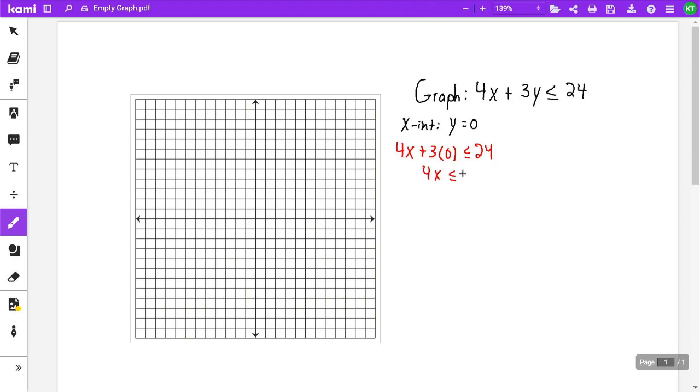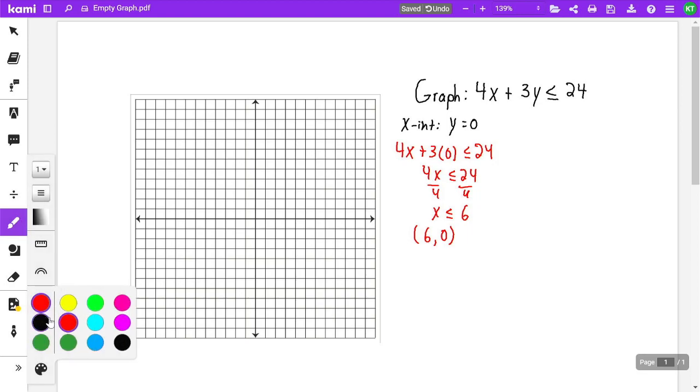is less than or equal to 24, and then divide both sides by 4. We will have x is less than or equal to 6. And now I did write less than or equal, but we can go ahead and just say that's x equal to 6 because that's going to be our intercept. So knowing that, our x-intercept is going to be 6, comma 0, because again, we got 6 as what x is equal to when y is 0.